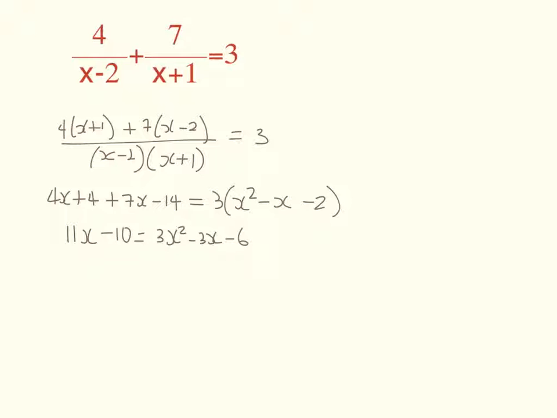Bring everything to one side and then simplify. I'll keep everything on the right hand side because they're all positive. So that's going to give me 3x squared. Once I bring this 11x over, it will become minus, so it will end up adding to that, so that becomes minus 14x. Once I bring this 10 over, it becomes a plus, so it will subtract the 6 from it, and that becomes a positive 4 equals 0.